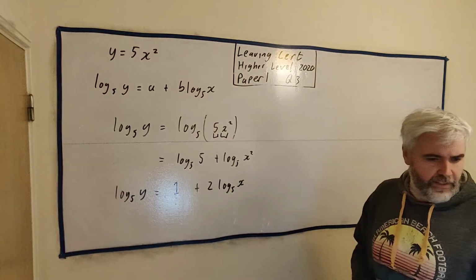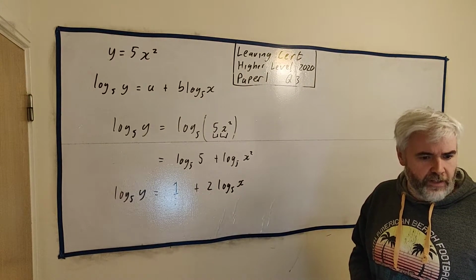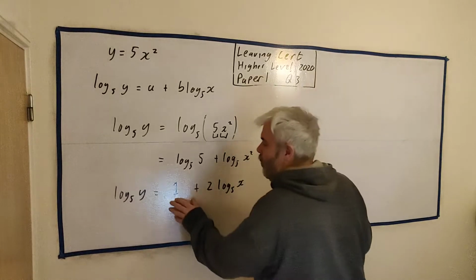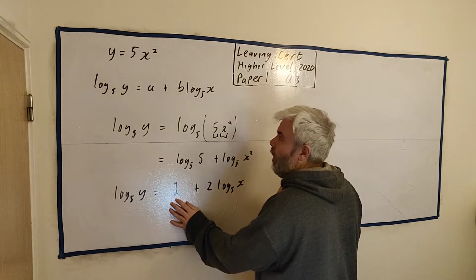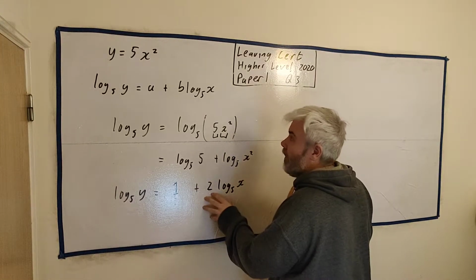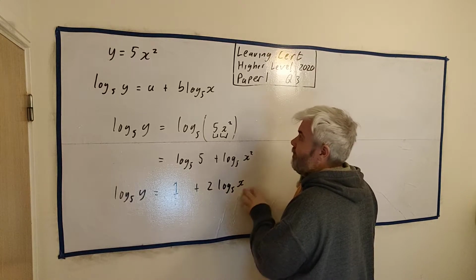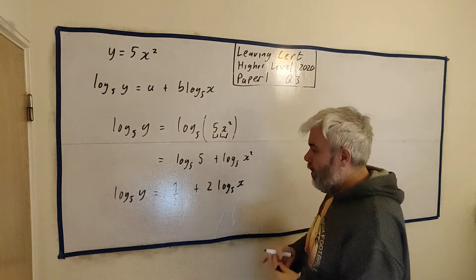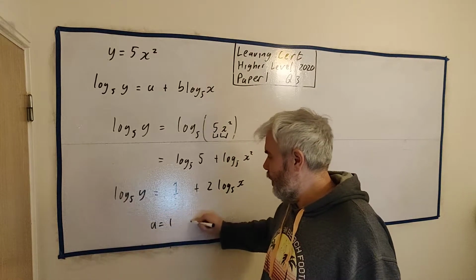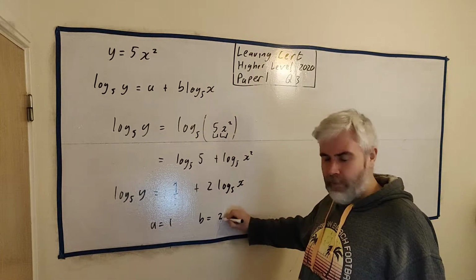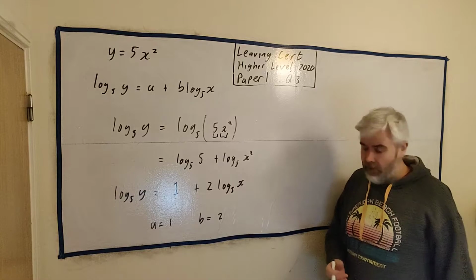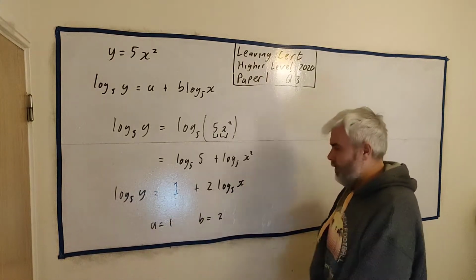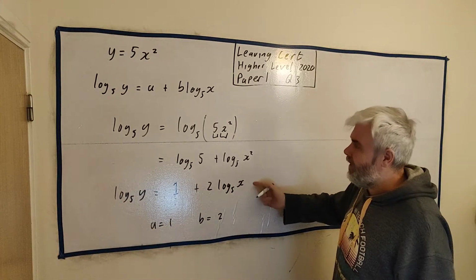Do they tell us these are integers or anything? No, they just say a and b. So indeed we got a number here, 1 in this case, plus a number multiplied by log to the base 5 of x. In this case it's 2. So really we just tell them that a is 1 and b is 2. I think they ask at the bottom of the question in the actual exam to write in a and b, whereas I think this would be full marks anyway.